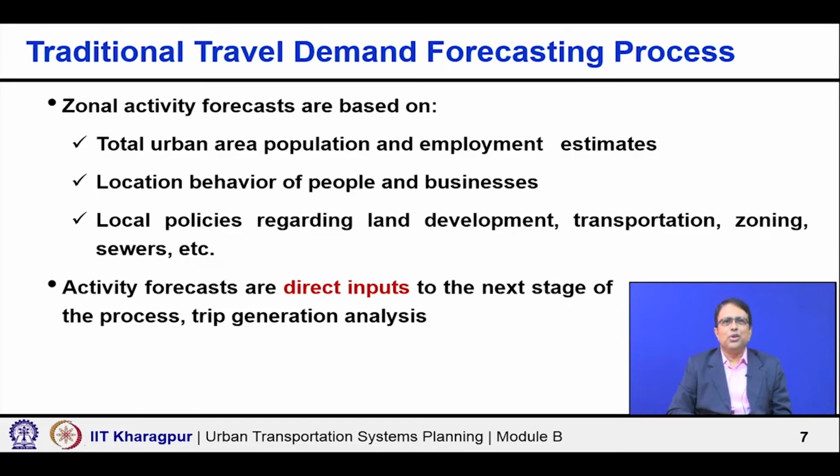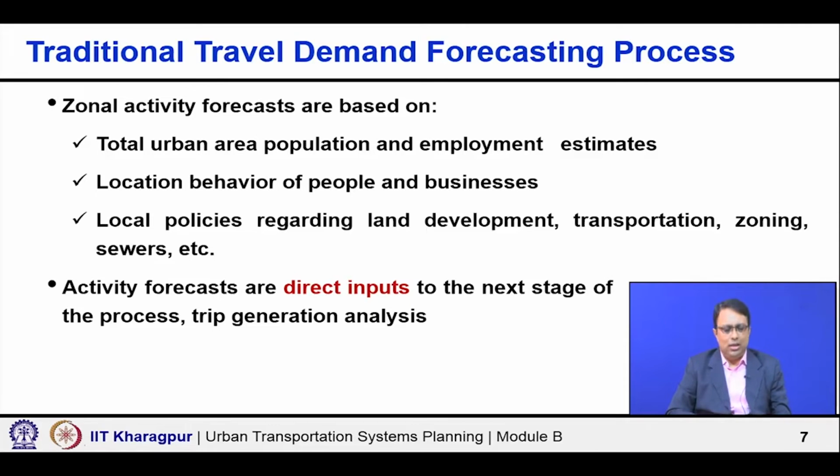So, it depends on three major areas: what is the total urban area population and employment estimate, what are the location behavior of people and business, and what are the local policies regarding land development, transportation, zoning, etc. Now, activity forecasts, as I said, are very important, because they are the inputs to the trip generation or the 4-stage transport planning process.